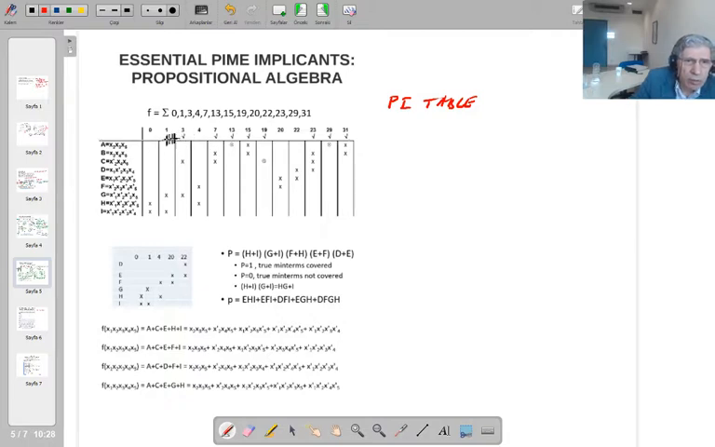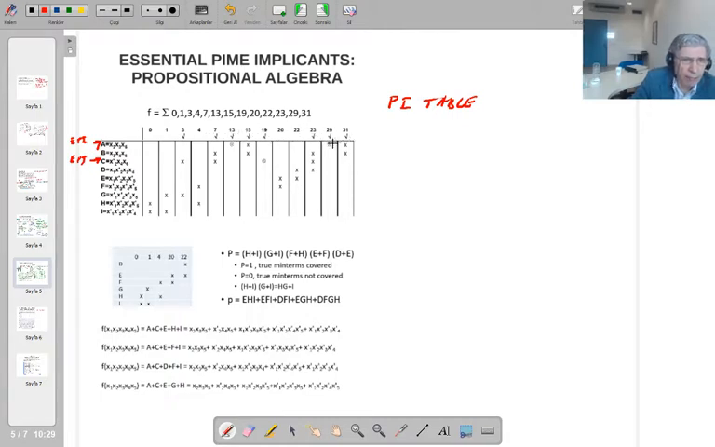In this table, you see these circled marks here. This is an essential prime implicant. Because of this, this is an essential prime implicant. In between, you see that B. So we marked here the true minterms which are covered by these essential prime implicants. So these 2, A and C, essential prime implicants, cover 3, 7, 13, 15, 19, 23, 29, and 31 true minterms.